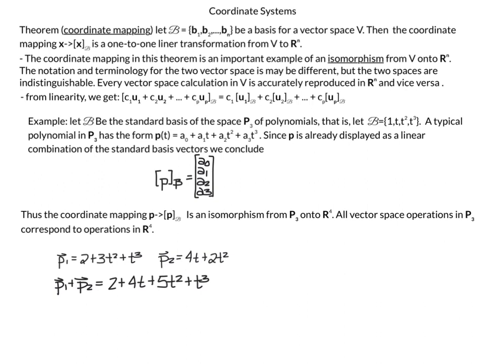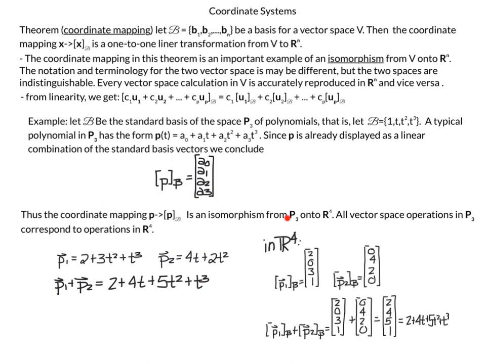All vector space operations in P3 correspond to operations in R4. So to look at this, let's consider we have two polynomials. The first one is 2 plus 3t squared plus t cubed, and the second one is 4t plus 2t squared. If we add these two polynomials, we would get 2, and then I have my 4t, I have 5t squared and t cubed.